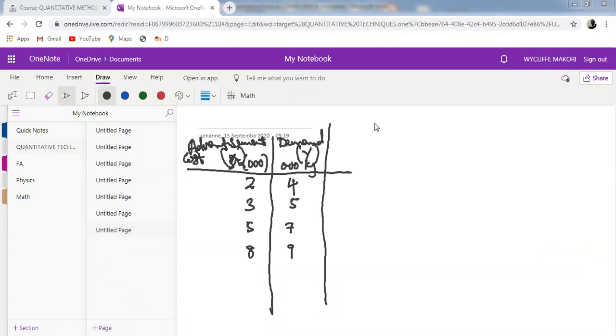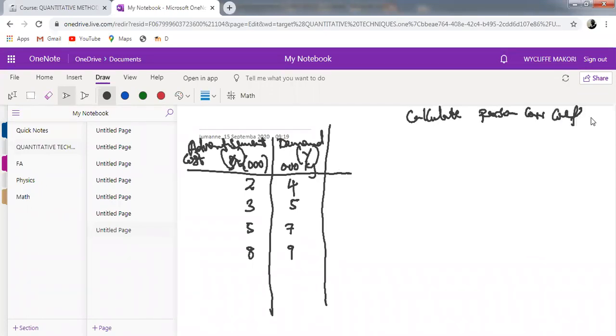If, for example, you advertise using 5,000, you are able maybe to sell 7,000 kg. So you can be able to see the more you advertise, the more you are going to sell. Then you are told to calculate. The question here is calculate Pearson. This is the Pearson correlation coefficient. You are told to calculate that.